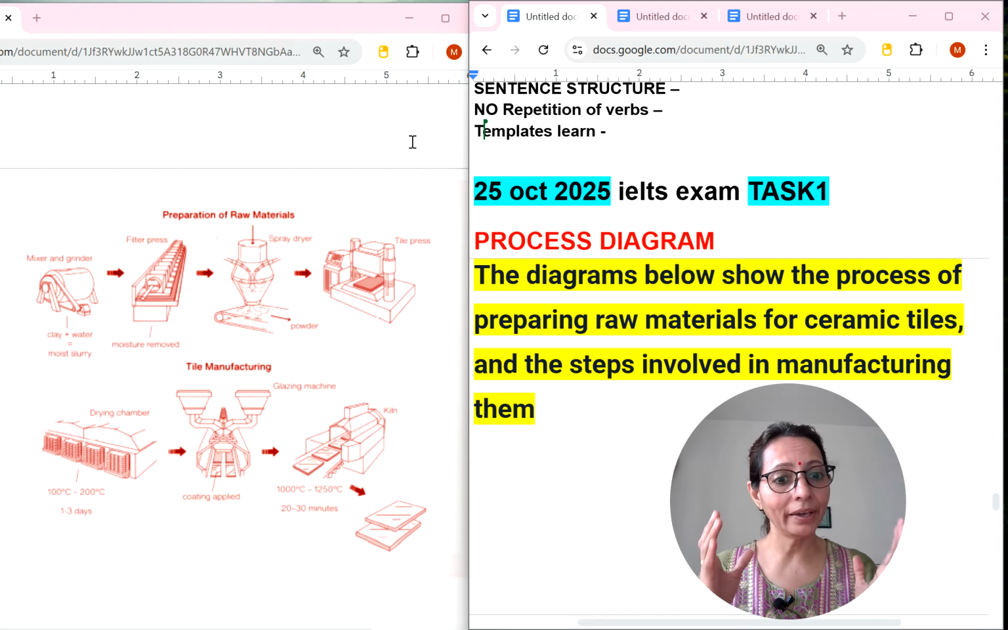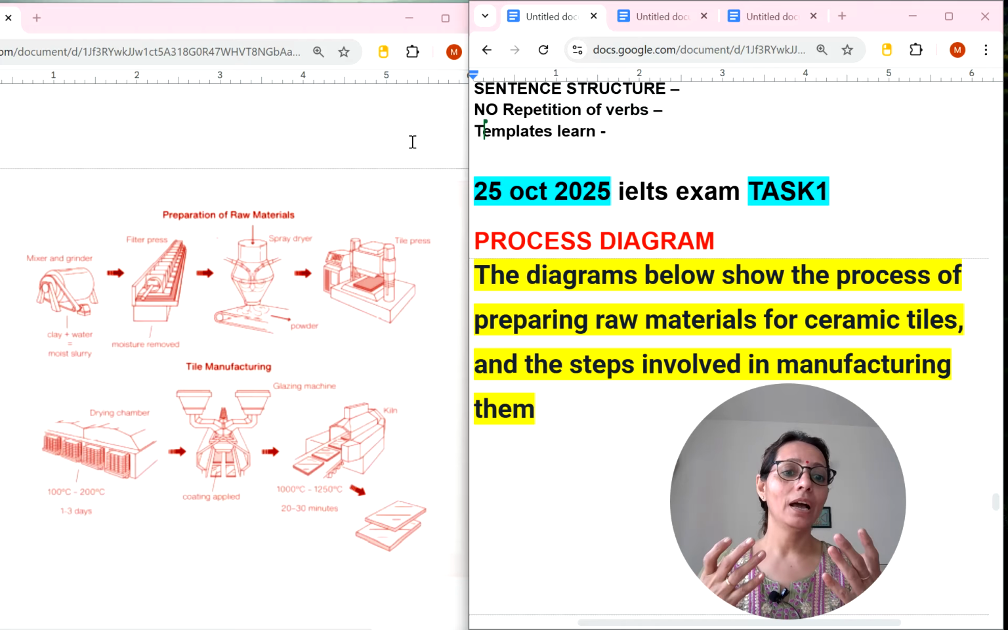How you can get 8 plus band scores in IELTS Writing Task 1. Definitely, with the help of vocabulary, sentence structure, your time limit and the paragraphing of the answers, so many things are responsible for getting 8 plus band scores.